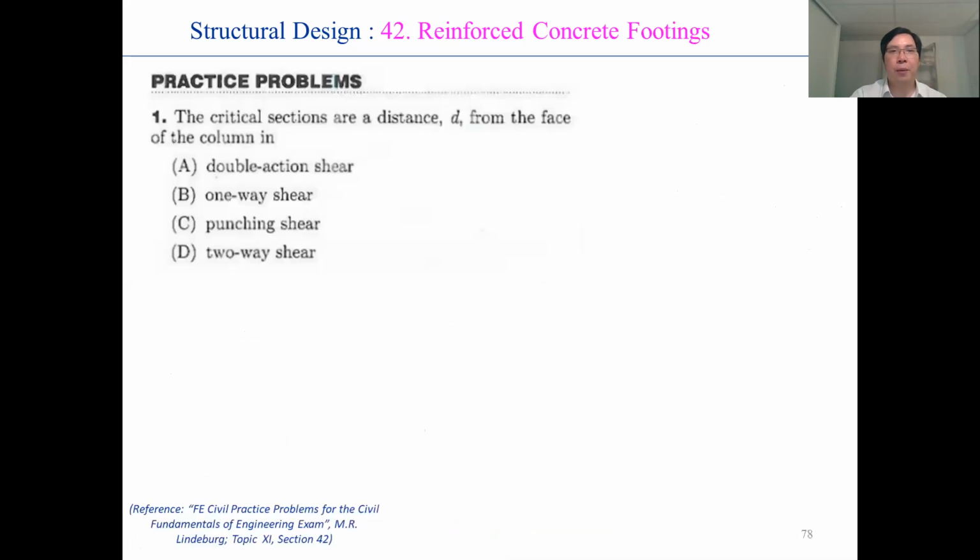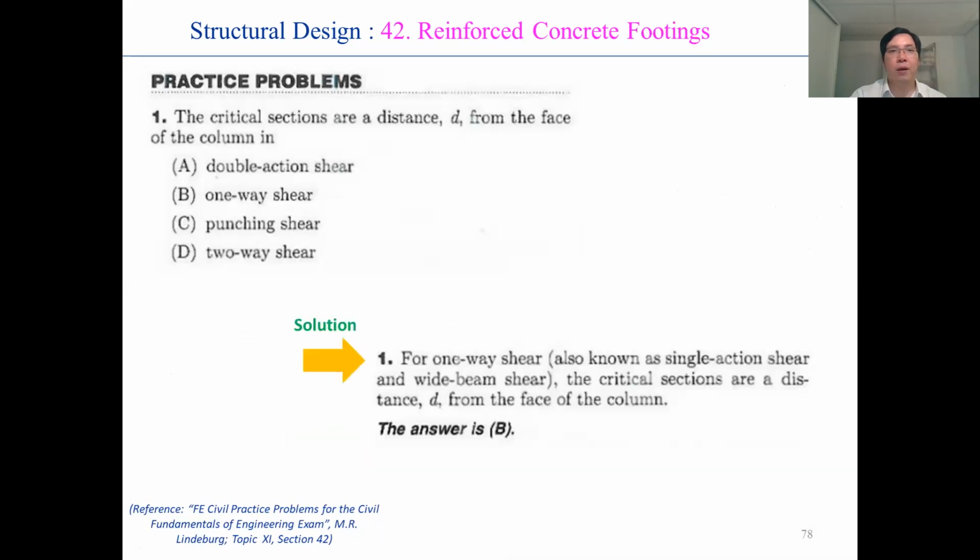Here is the practice problem related to the reinforced concrete footing. So the question is that the critical section is at a distance d from the face of the column in what option? So the solution is that for one-way shear, a single action shear or wide beam shear, the critical section is at a distance d from the face of the column. So the good answer is B.